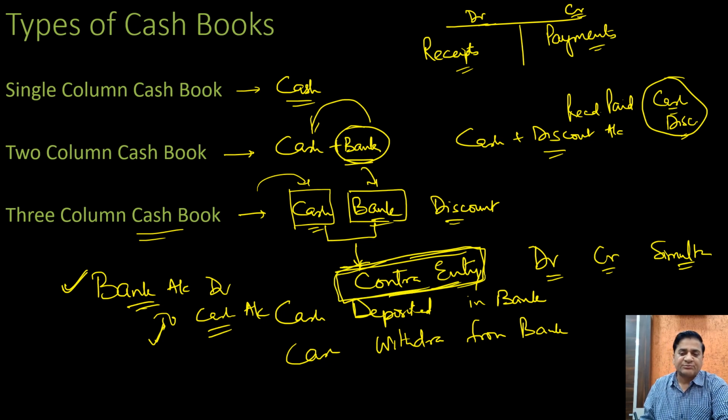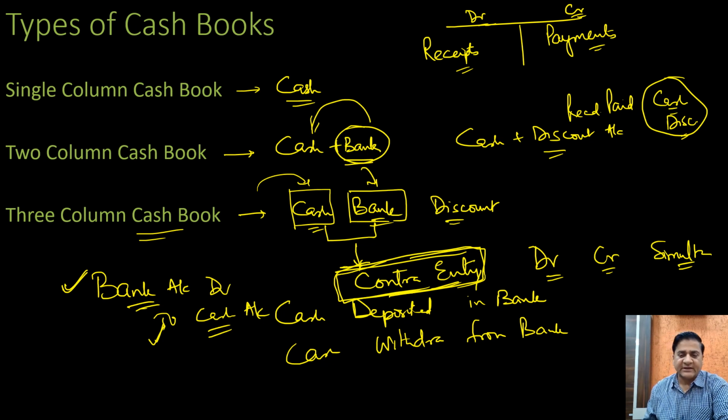So the types of cash book would be single column cash book, wherein you record only transactions related to cash. Then you have 2-column cash book, wherein you have 1 column in addition to the cash transactions. That could be either the discount account or the bank account. So the combination can be cash plus bank or cash plus discount, right? So these would be 2 columns. In 3 columns, you have all the 3 accounts, namely the cash account, bank account, and discount account. So that would be 3-column cash book.